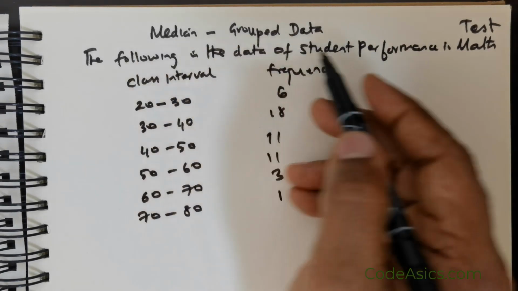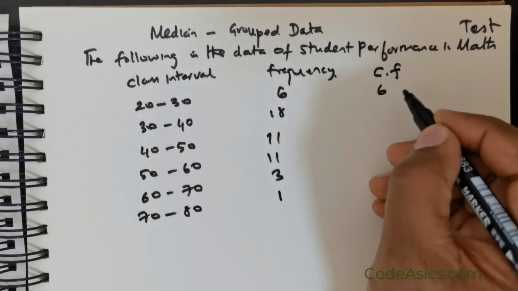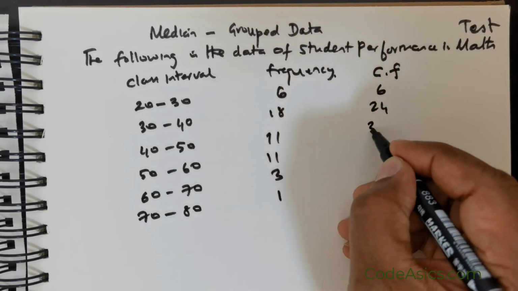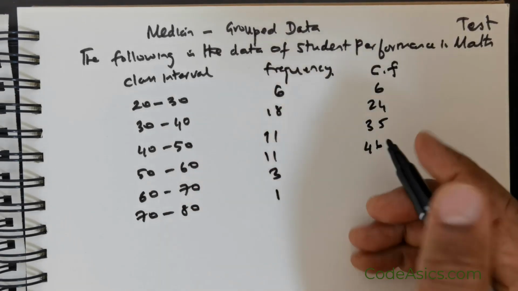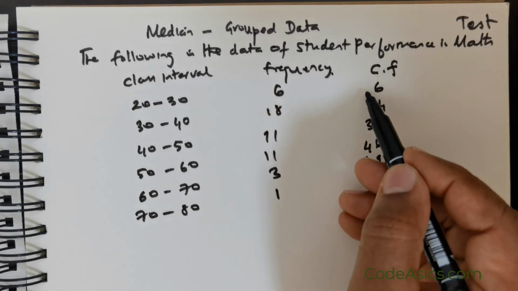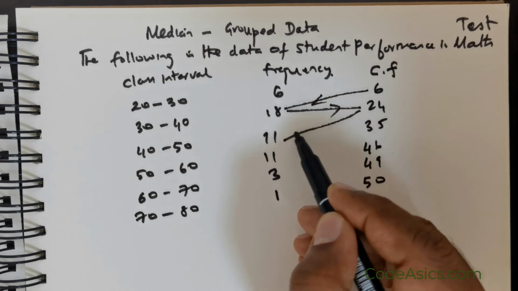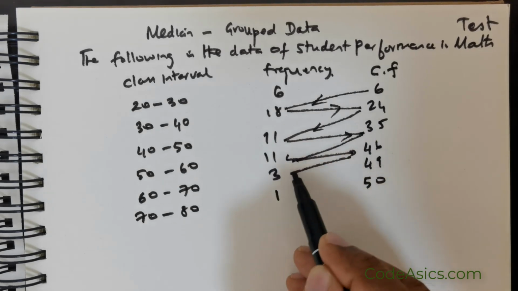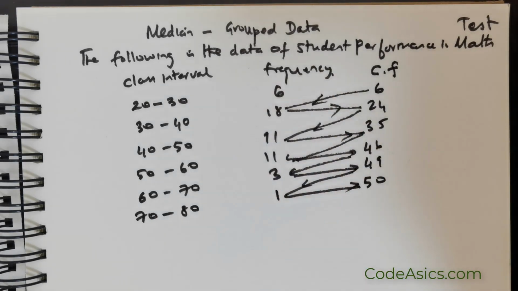Now to get the median for the grouped data, foremost what you need to do is calculate the cumulative frequency. So you start with 6, add 6 with 18, you get 24, and then you add this 24 to 11, you get 35, add this 35 to 11, you get 46, add 46 to 3, you get 49, add 49 to 1, you get 50. So that's the way you calculate cumulative frequency.